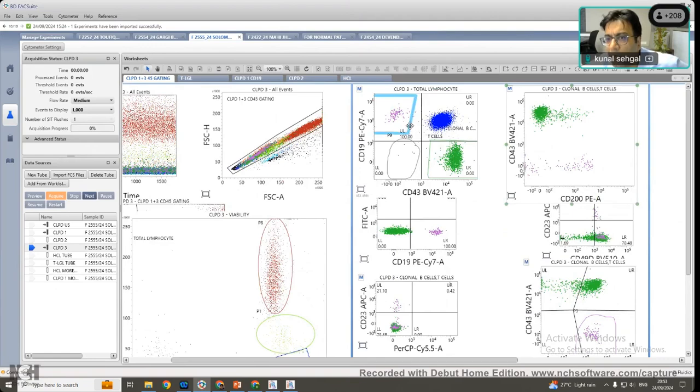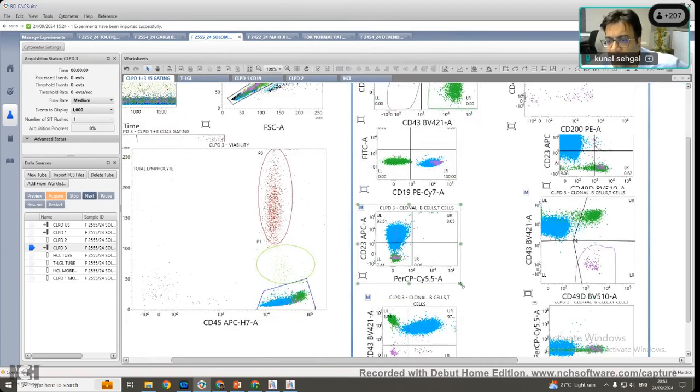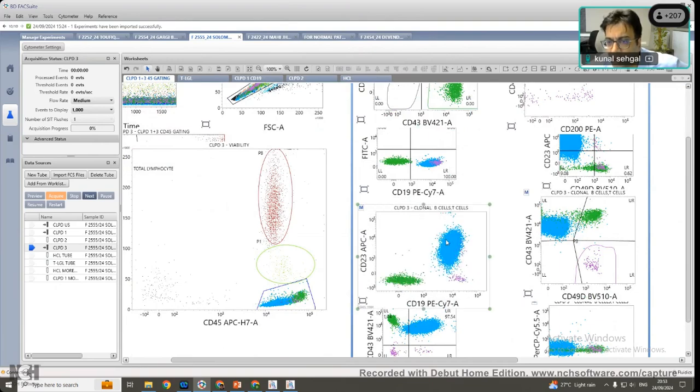Now I come to my cells of interest. Now can you see these blue lymphocytes are positive for 43 and 200. They express very nice CD23. And I can put 19 over here to see 19 and 23 co-expression. Can you nicely see that 19 intensity is also slightly lower than that of normal lymphocytes? And these abnormal B lymphocytes are 43 positive, 49D negative.